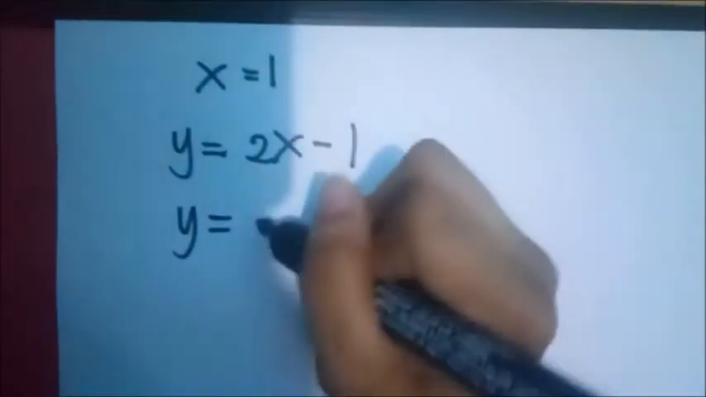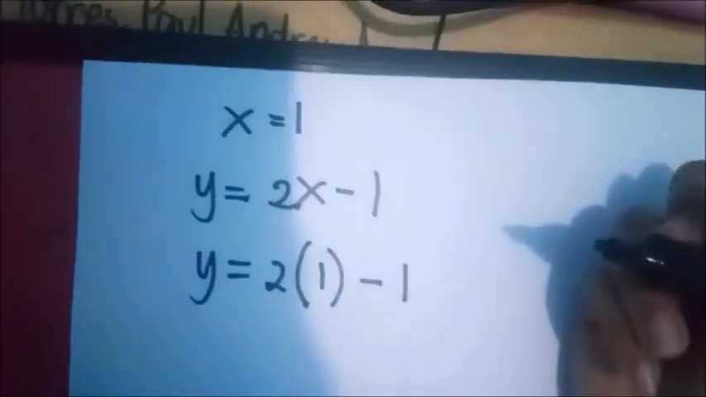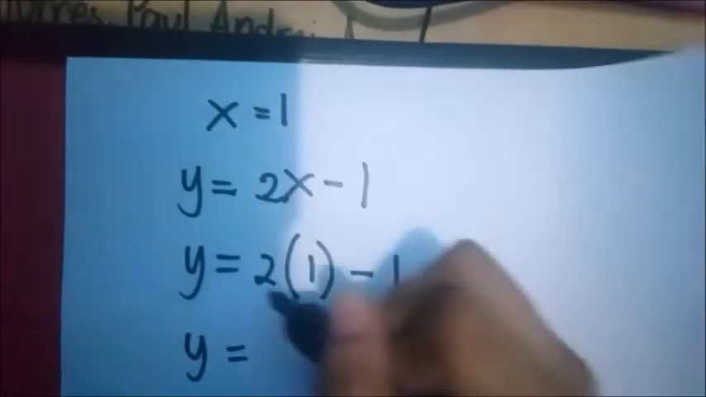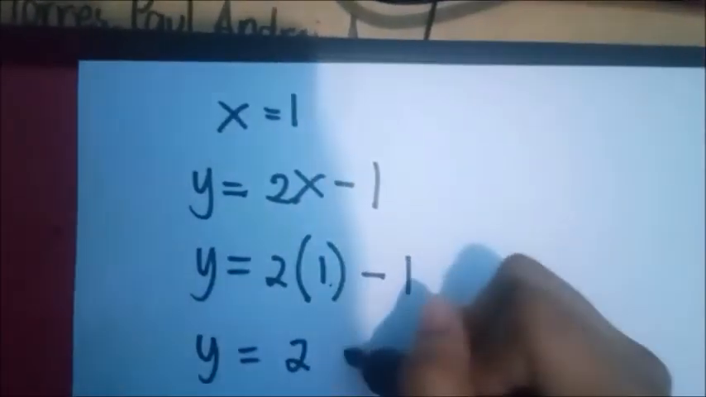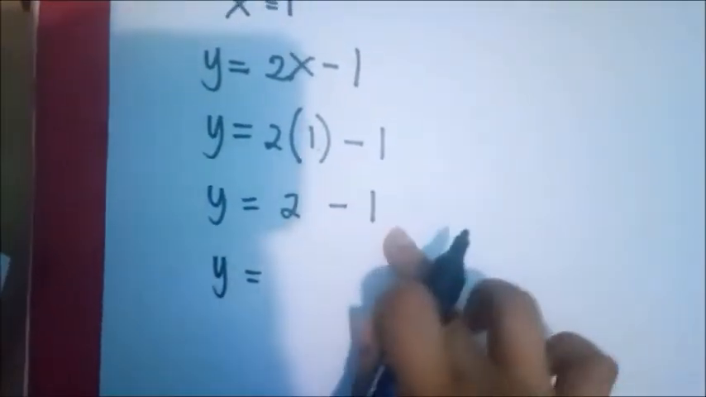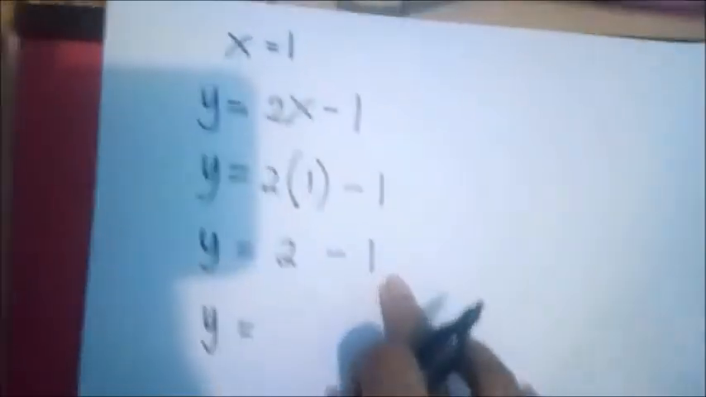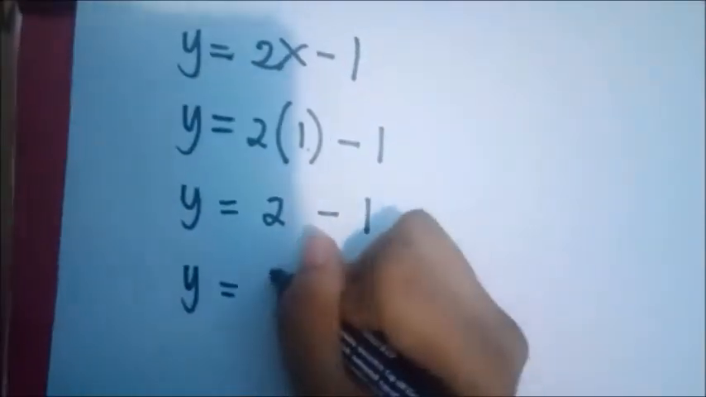Then y is equal to, what is x? x is 1. So y is equal to 2 times 1, 2 minus 1. Then y is equal to 2 minus 1. And with like signs, we're going to subtract. So 2 minus 1, this will be 1.